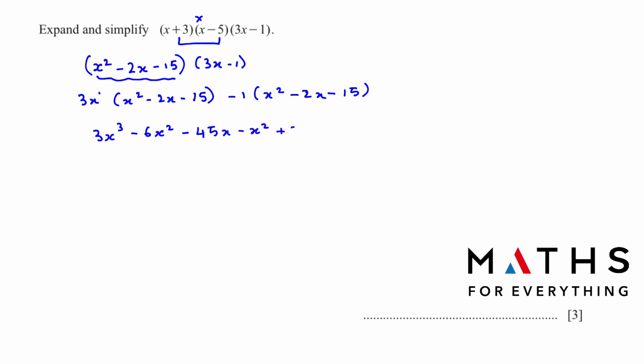Negative 1 multiplied by negative 2, positive 2x. And negative 1 multiplied by negative 15 is positive 15. We do not have x cubed anywhere, so we leave it 3x cubed. We got negative 6x squared and negative x squared. If there's no number, there's a 1 there. So negative 6 and negative 1 will give us negative 7x squared. And then we have negative 45x plus 2x, which will give us negative 43x plus 15. So this is our final answer.